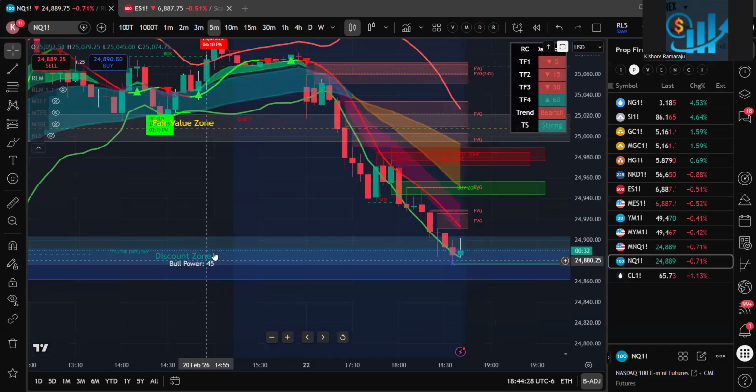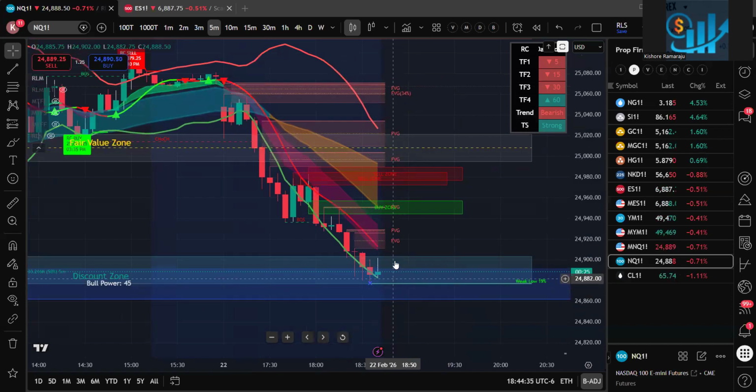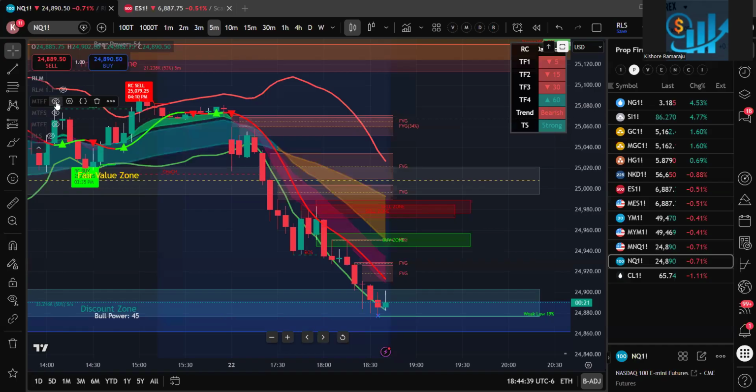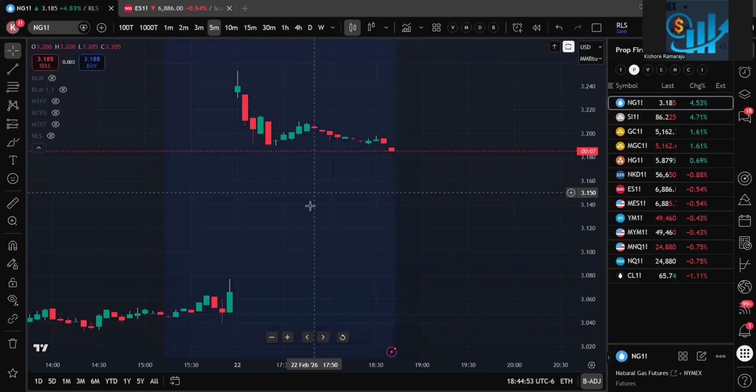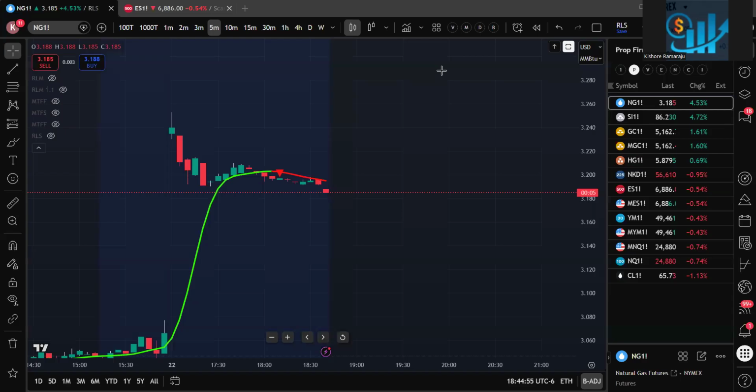So now you touch the discount zone, bull power is above 45. So if we get a buy signal, we can enter long. But if it is strong bullish or strong bearish, you want to only focus on the long side. So let's go back to natural gas. Let's take the buy signal on. Whenever we get a buy signal, we can enter buy on natural gas.